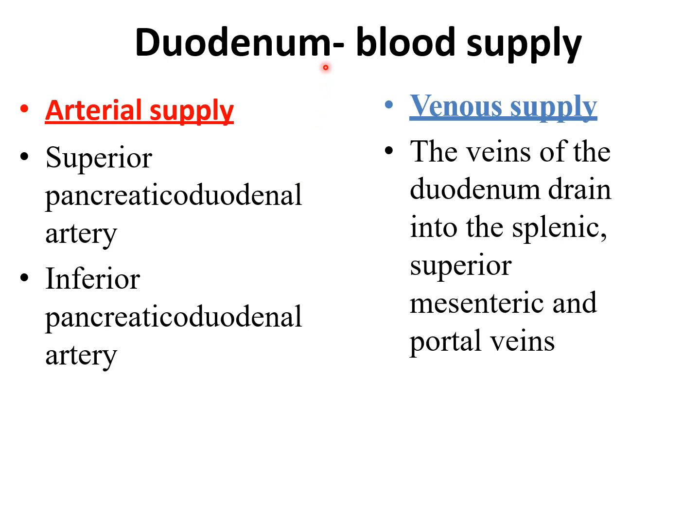About the duodenum blood supply. The arterial supply is from the superior pancreatico-duodenal artery and the inferior pancreatico-duodenal artery. Venous supply: the veins of the duodenum drain into the splenic, superior mesenteric and portal veins.